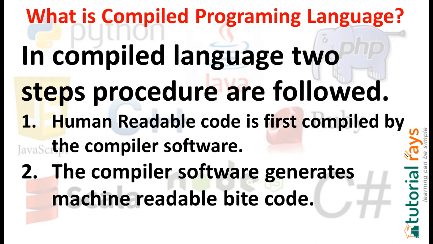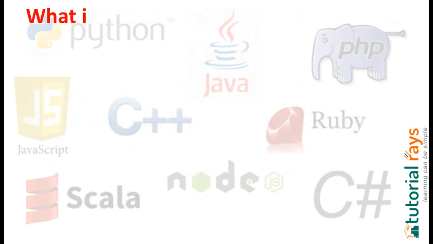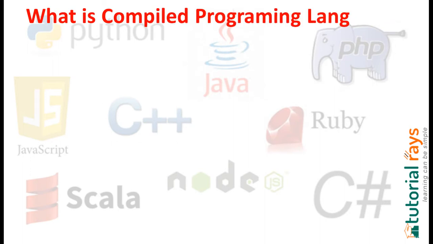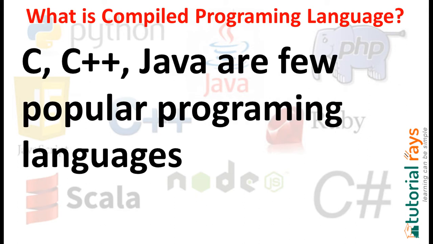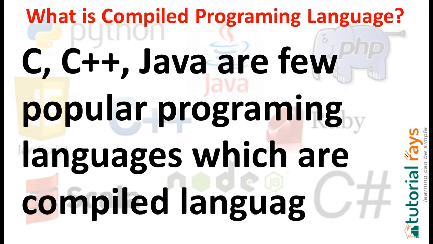First, you have to compile the source code, the human readable code that a human writes. That code is first compiled into bytecode, and then the bytecode is understood and executed by the machine. I will show you with an example also. C, C++, Java are a few popular programming languages which are compiled languages.